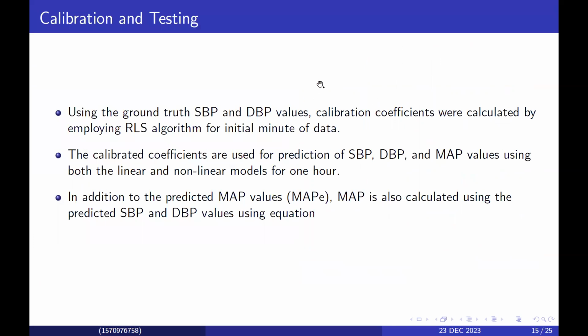Now we are doing the calibration and testing. For calibration, we are using the ground truth SBP and DBP values. Calibration coefficients were calculated by employing the RLS algorithm for the initial minute of data. The calibrated coefficients are then used for prediction of SBP, DBP, and MAP values using both linear and non-linear models. For 1 hour, we are doing the estimation. In addition to the predicted MAP values, we are also calculating the MAP values using the estimated SBP and DBP values.